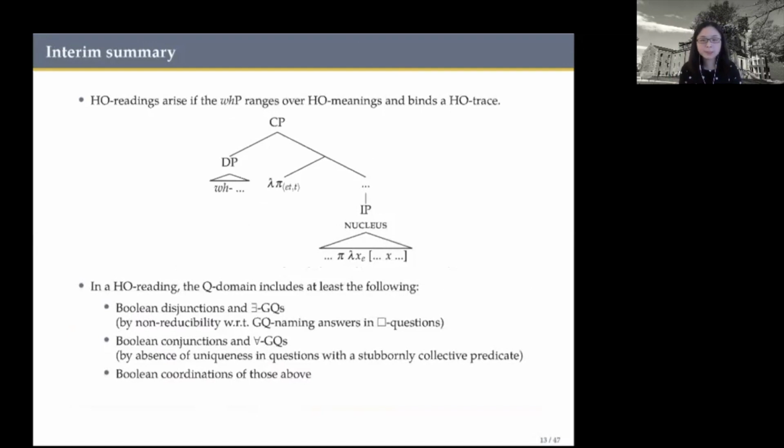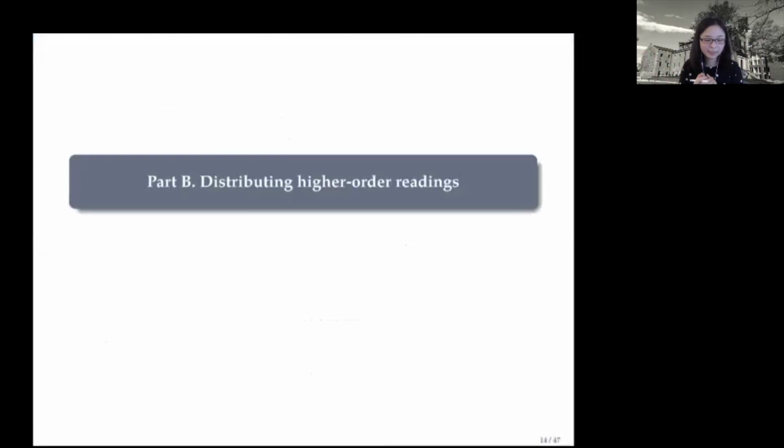Based on non-reducibility with respect to generous quantifiers in box questions, I provide evidence for Boolean disjunctions and existential quantifiers. Based on the absence of uniqueness in questions with a stubbornly collective predicate, I find evidence for Boolean conjunctions and universal quantifiers. And finally, something that escaped is that if we combine these two diagnostics together, we should also add Boolean coordinations of those quantifiers above to the Q domain of the question. So this is part A. Part B is on distributing higher order readings.